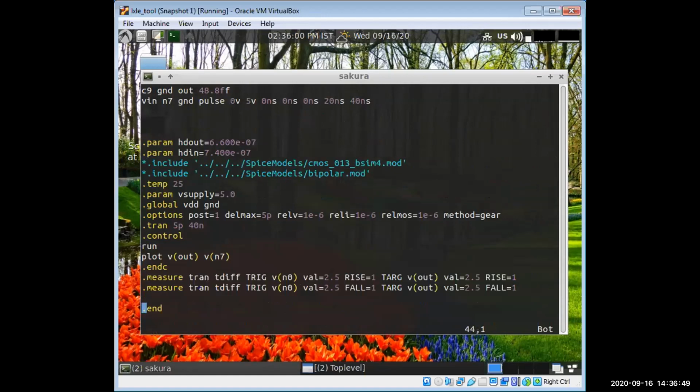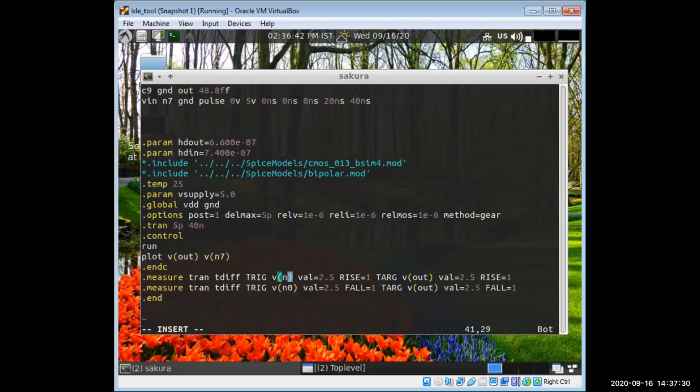Okay, so as Pracheta explained to you why the .measure is done here like this, from rise to rise, because we are measuring the first rise to first rise of the output. The time difference between 50% of input to the 50% rise of output will be our TPLH, because it is rising from low to high. Exactly what Pracheta said previously.